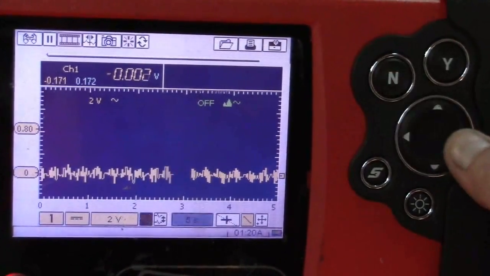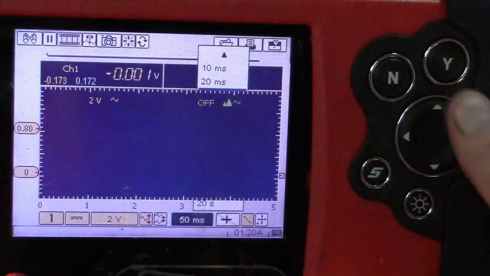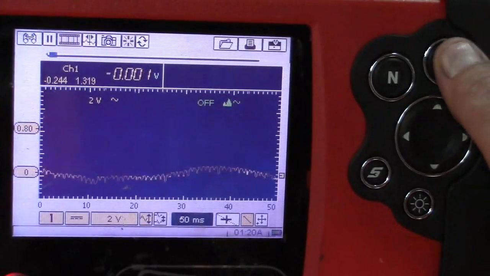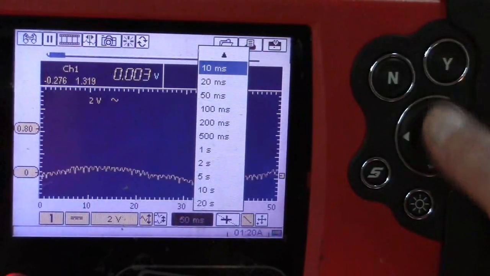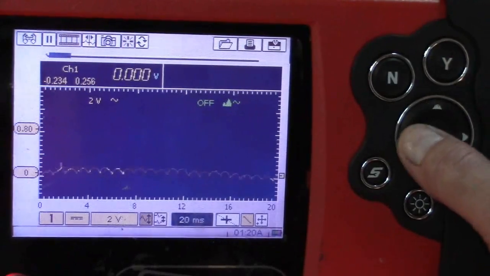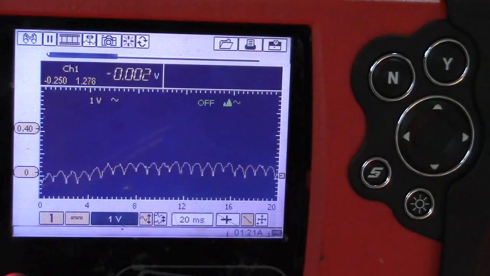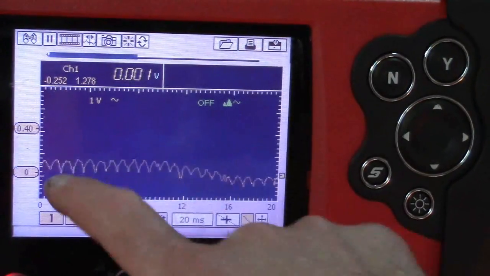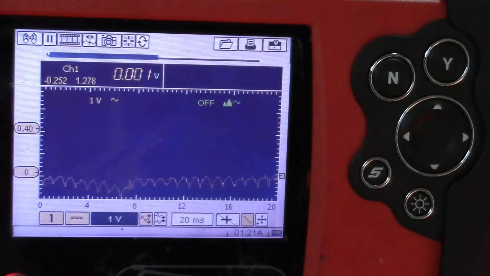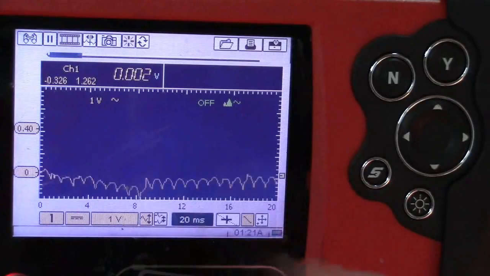The other thing I want to do, I kind of like a pretty fast time frame with this. Let's try 50 milliseconds. I kind of like that, but I think 10 or 20 is going to be better. Ooh, that's pretty good right there. Looks like we can lower our scale. Oh, that looks great right there. Okay, this is a good output for our signal here. This really nice sine wave without any drop-offs.